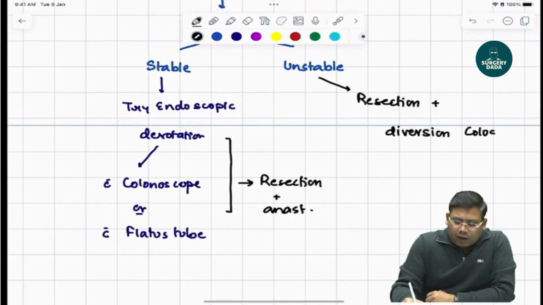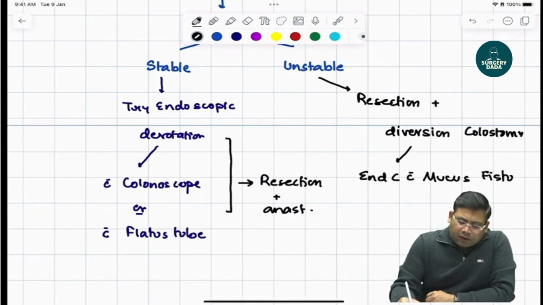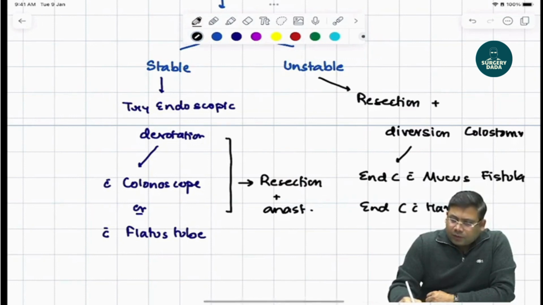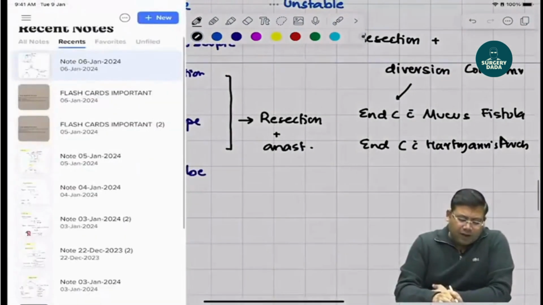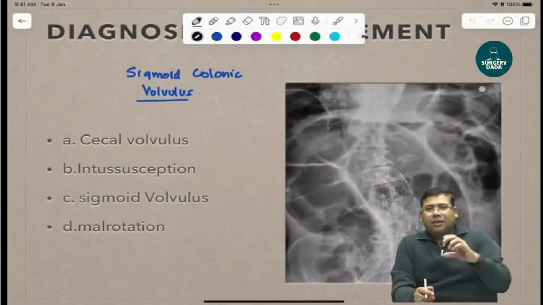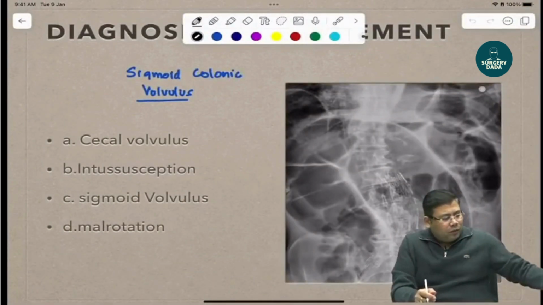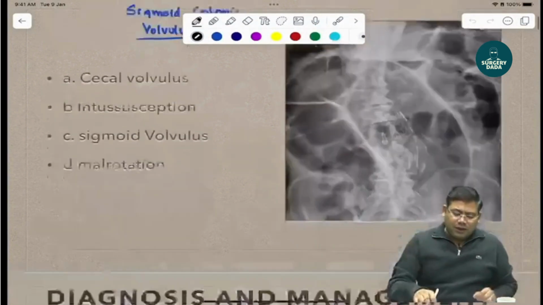Now when we talk about diversion colostomy, it is of two types. Either it is an end colostomy with mucus fistula, or an end colostomy with a Hartmann's pouch. So end colostomy with the Hartmann's is one option, and end colostomy with the mucus fistula is another option. If you have sufficient stump length, you will be going for end colostomy with the mucus fistula. If the rectal stump is small, you will always be going for what? A closure of the pouch, and then after 6 weeks you shall be deciding.